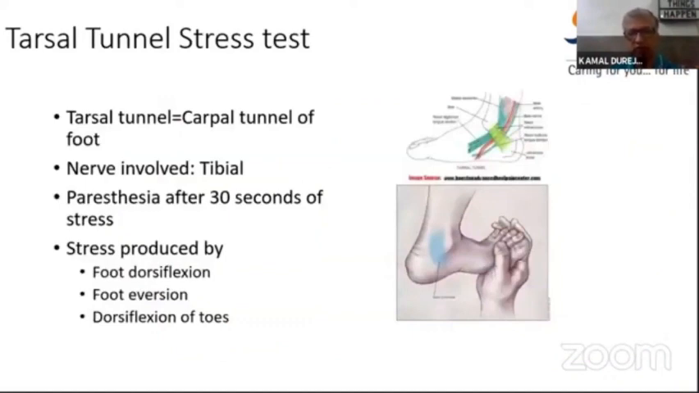Tarsal tunnel stress test, when there are paresthesias or symptoms which suggest it. What you can do is dorsiflex the whole foot, invert the whole foot passively, and also passively dorsiflex all the toes. In this position, you try to hold the foot for about 30 seconds, just like a carpal tunnel test of the hand. So you stress the tibial nerve in this situation and observe for paresthesias or tingling, which makes this test positive if the symptoms appear.